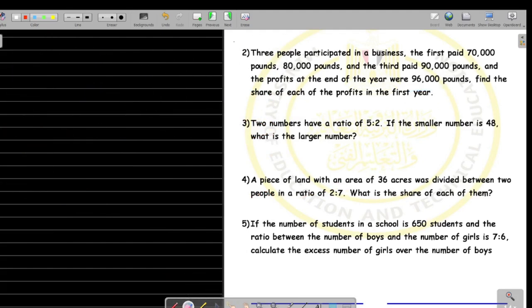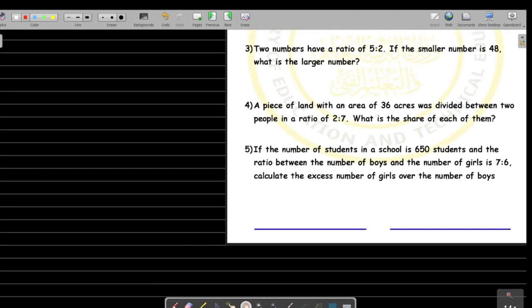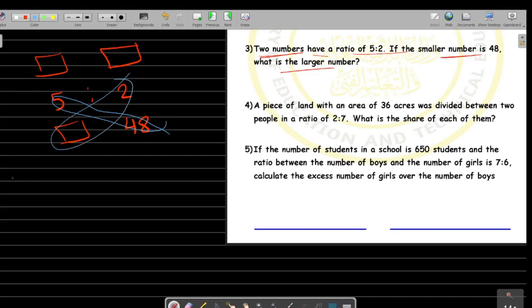I will cancel them now. Okay, here we have two numbers that have a ratio. I have two numbers, I don't know them. The ratio of them is 5 to 2. If the smaller number is 48, what is the larger number? To know the larger number, it's easy now to solve it. Extremes times the means. Here this is x. We will say x equals 5 times 48 divided by 2.